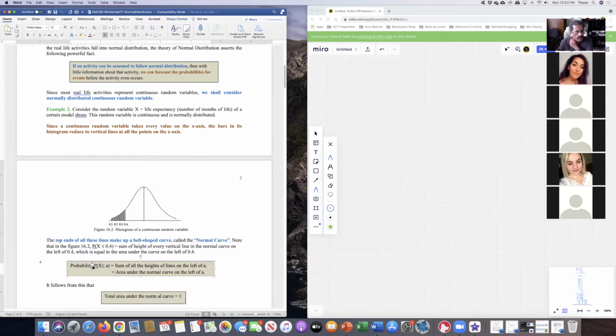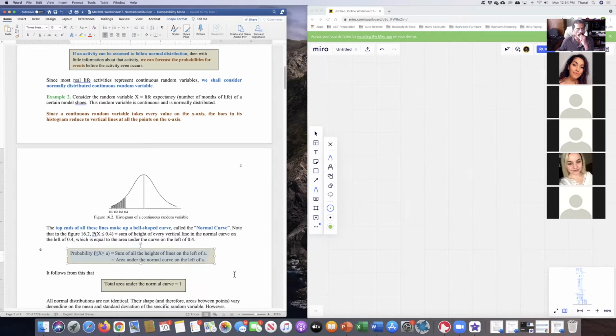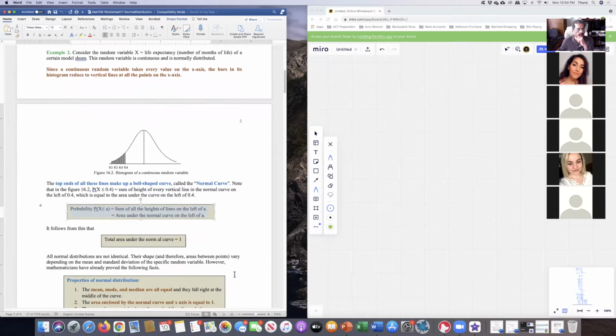So therefore, in this box, I'm making that statement: probability for a random variable to be less than or equal to any value is equal to the area under the curve on the left of A, left of that number. So it comes down to finding the area on the left side of any number. That'll give you the probability for the value to be in that range.